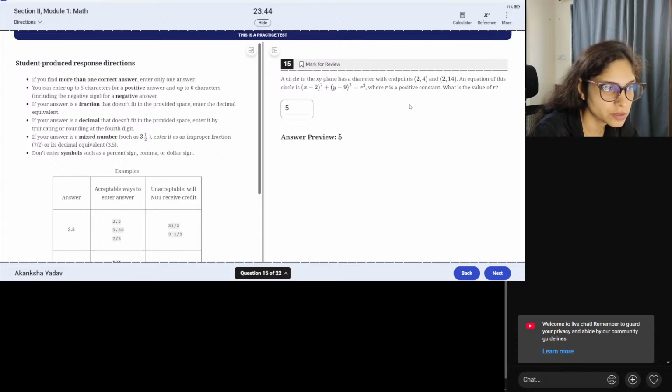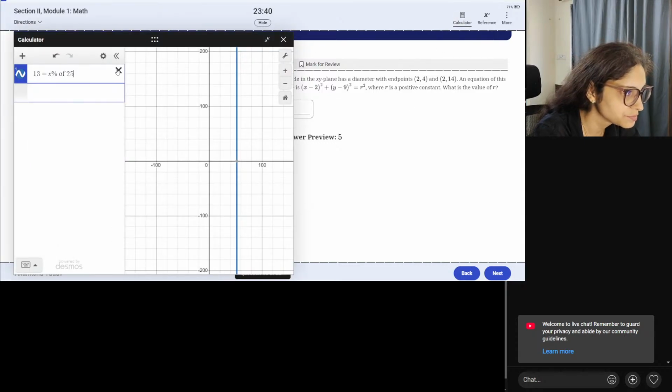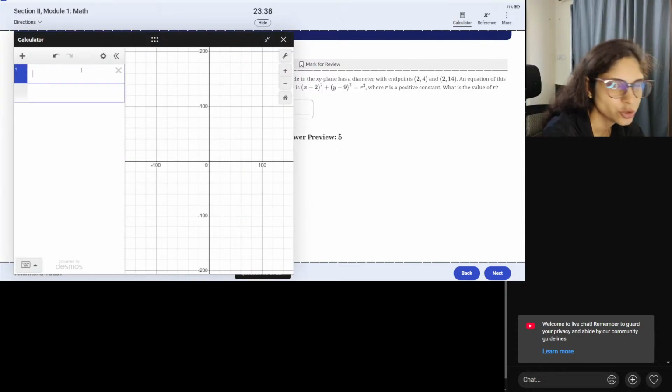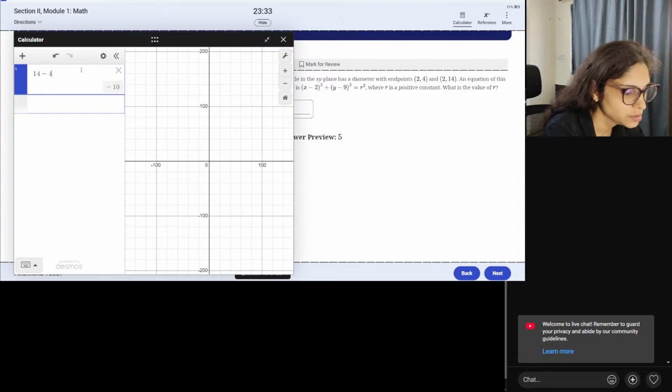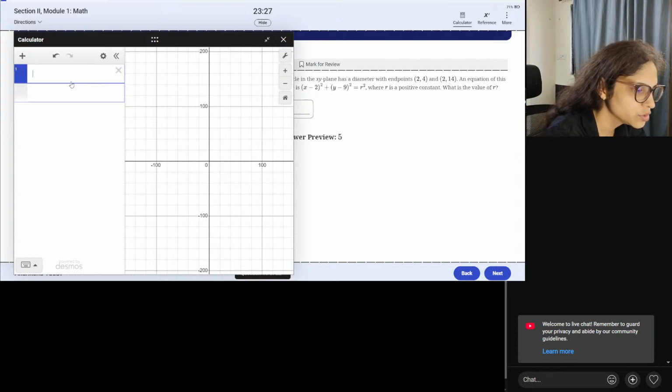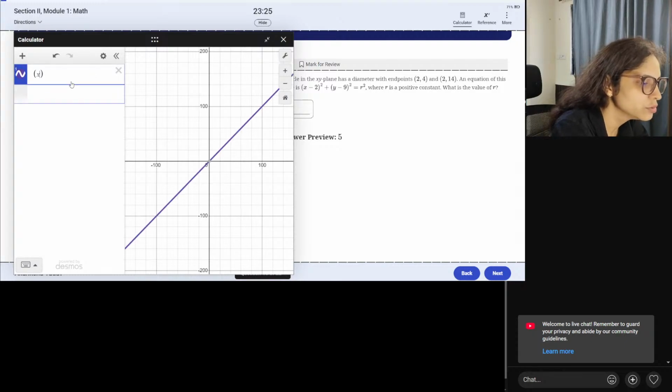Okay, because the diameter endpoints are given, through that you can find the diameter distance. 2 minus 2 is 0. 14 minus 4 is 10. So the diameter is 10, the radius has to be 5. And if you want, you can check also. The equation is given to you.